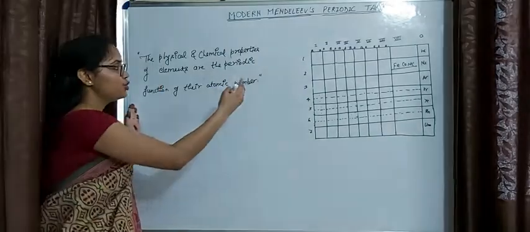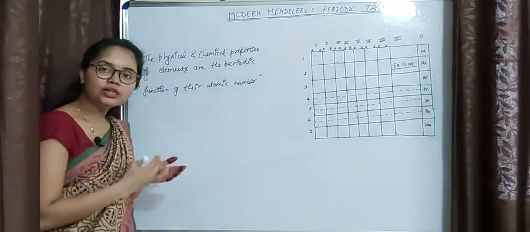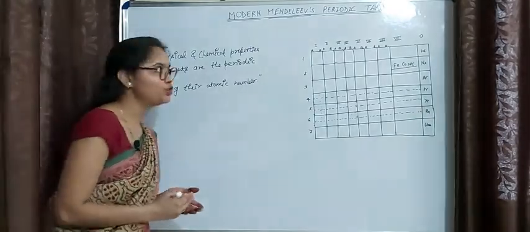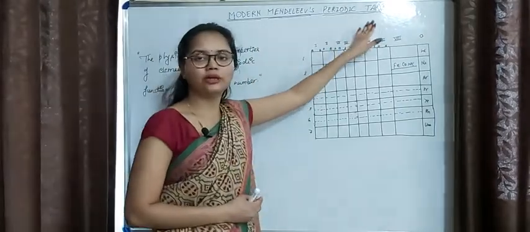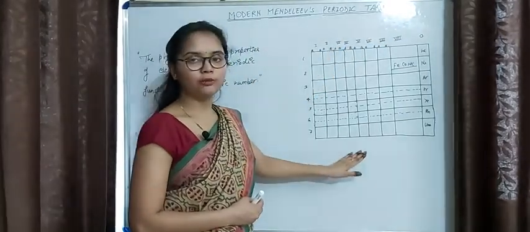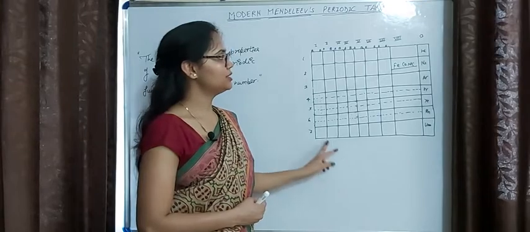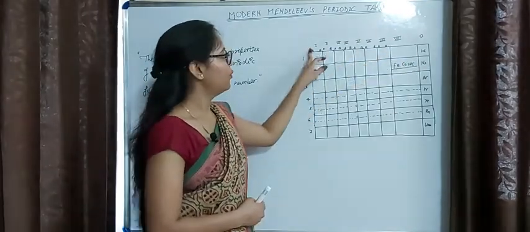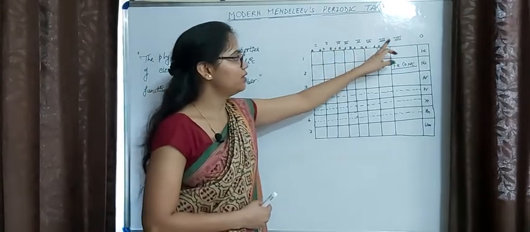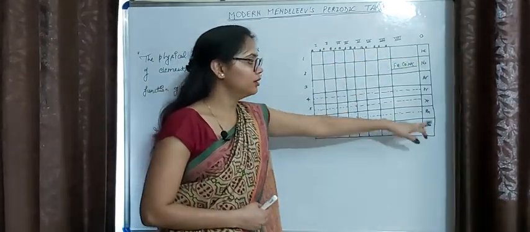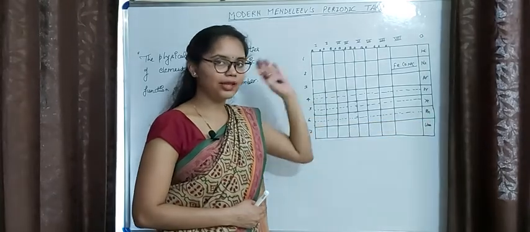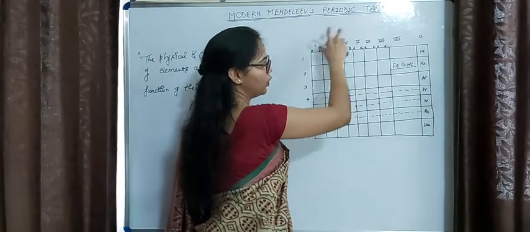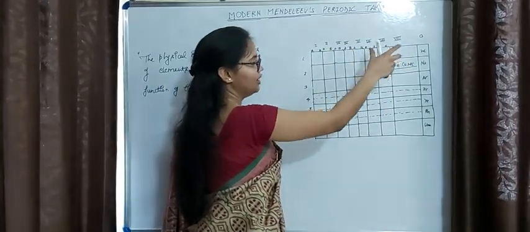So on the basis of this law, the original table was also modified, and that modified table is known as the modern Mendeleev's periodic table. Okay, so this is the modern periodic table. As you can see, in this table there are 9 vertical columns: 1, 2, 3, 4, 5, 6, 7, 8, 9. One vertical column is extra compared to the original periodic table.